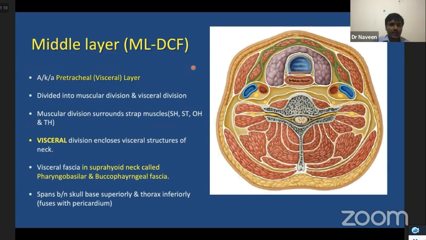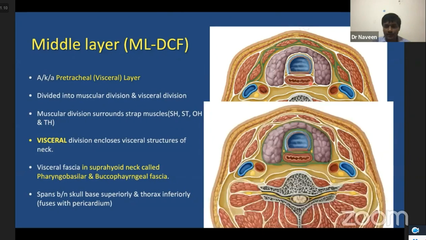Next, coming to the middle layer of the deep cervical fascia, which is also called the pretracheal fascia. It is divided into muscular division and visceral division. The muscular division encases the strap muscles of the neck, which is not that important. The visceral division is very important as it encases the vital structures like the aerodigestive tract and also the thyroid gland, trachea, and esophagus. The visceral fascia in the suprahyoid neck is called the pharyngobasilar and buccopharyngeal fascia.